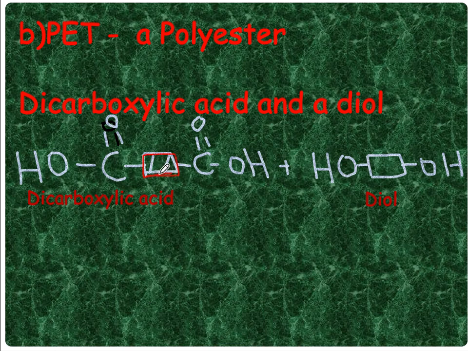a series of CH2, CH2, whatever the number is. One bond of the bracket has C double bond OH, and the other also has C double bond OH. So we call this di because it has 2 carboxylic acids, dicarboxylic acid. And diol means dialcohol, 2 alcohol functional groups, so we write the diol as OH, bracket, OH. So when they react with each other, molecules of water will be removed.